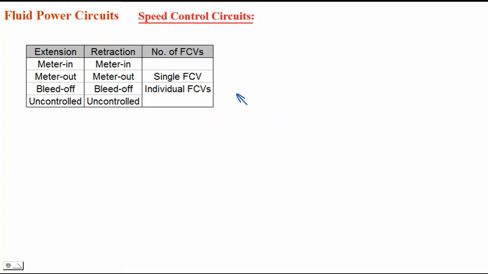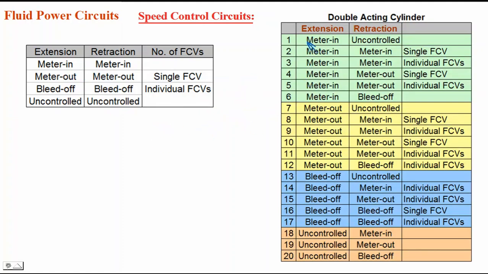How many combinations are possible? I will keep extension meter in, and I can have 6 circuits. Retraction uncontrolled, or retraction also meter in using a single flow control valve, or retraction meter in and individual flow control valves are used. For extension 1, retraction 1, 2 flow control valves are used.